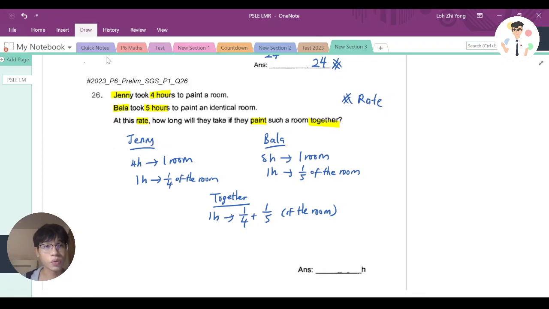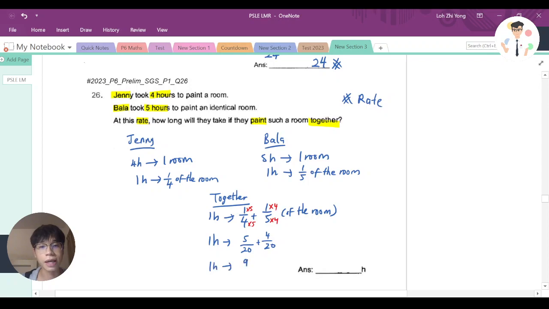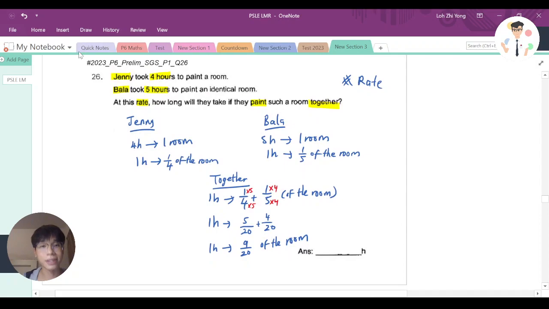Now, of course, if we want to add fractions, we must make sure the denominators are the same. So 4 and 5, the LCM is 20. So I times 5, I times 5, times 4, I times 4. And I know in 1 hour, they should be able to paint 5/20 plus 4/20, which is 9/20 of the room. And what happened here is they are asking how long. How long? Even if paint such room means the whole room.